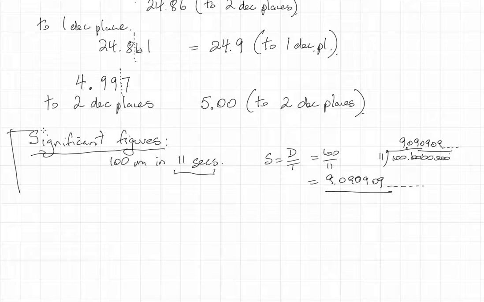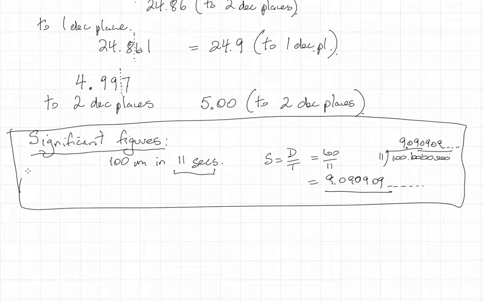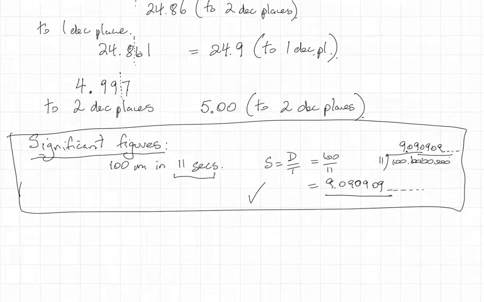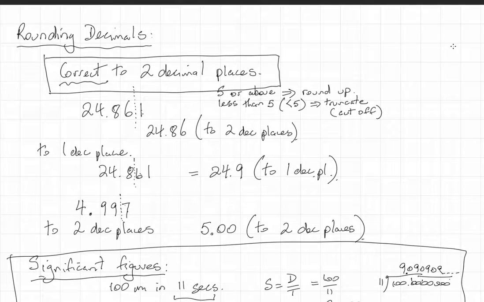So we won't be worried about significant figures in this course, but you should be aware that yes, they do exist, and yes, you need to stick to strict rules as far as how many significant figures your answer should be. Needless to say, we'll just worry about rounding in this course, and you need to be able to round to any number of decimal places, even whole numbers, and the rules are fairly straightforward.